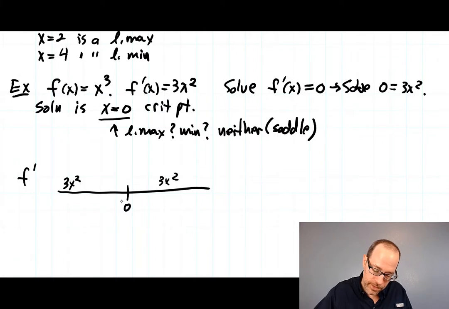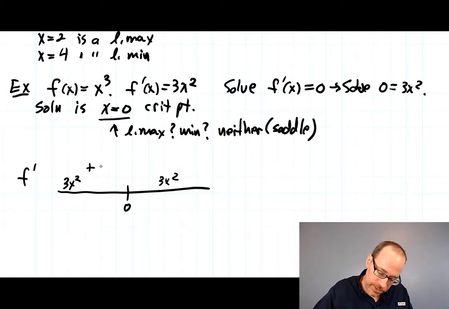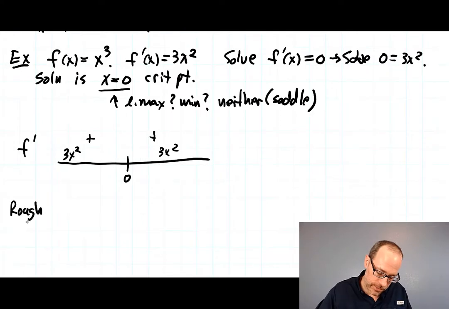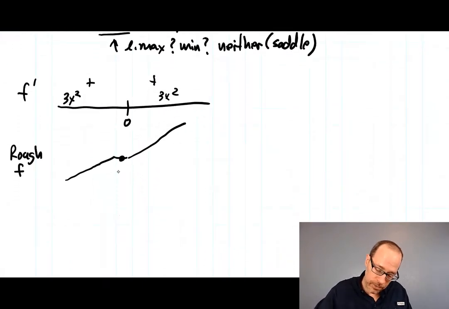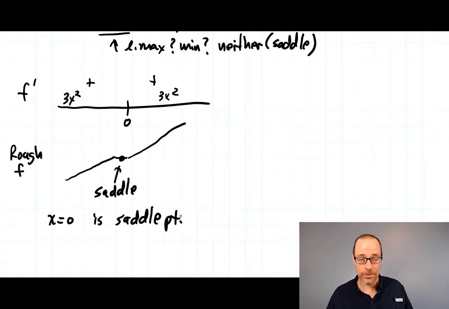Okay, that's the derivative. And x squared is always positive, to the left of 0 and to the right of 0. So if you do the rough sketch of f, it'll be going up, and then it'll flatten out momentarily at 0, and then it'll still be going up. And so you see this point here is not a local max and not a local minimum, so this is a saddle point. Neither max nor min, so the only critical point, x equals 0, is a saddle point. And that classifies that critical point.